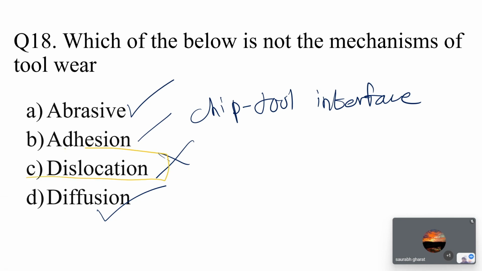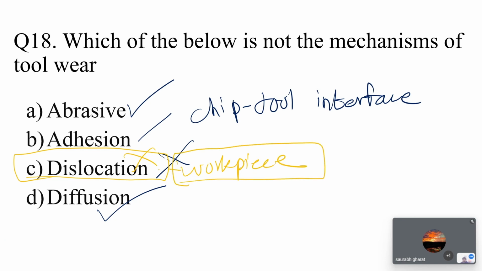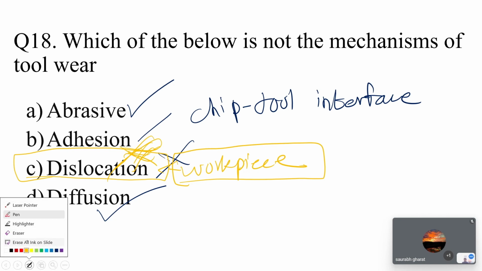This one doesn't happen. This mechanism doesn't happen in case of the tool. It does happen in case of the workpiece. Diffusion is happening here, but it is actually converted into shearing here. So this is the correct answer. For the tool, this mechanism doesn't happen. This will be the correct answer.